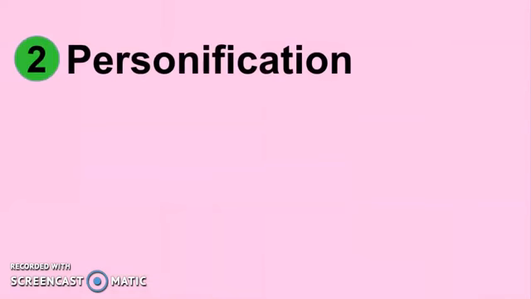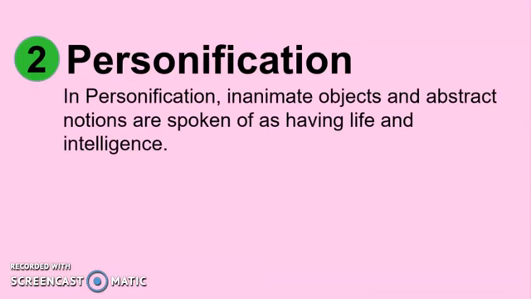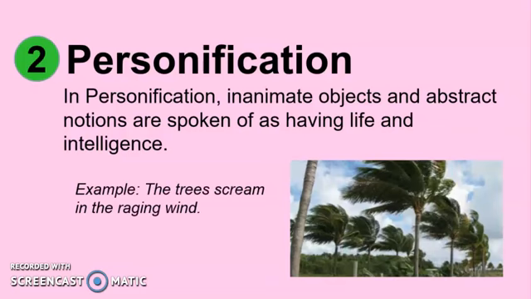And then we have personification. In personification, inanimate objects and abstract notions are spoken of as having life and intelligence. Personification occurs when the author or speaker gives human characteristics to non-human objects. For example, the trees scream in the raging wind. Can trees actually scream? No, that is a human trait, right? So the use of personification here gives a better description of the sound trees make in strong winds. Okay?